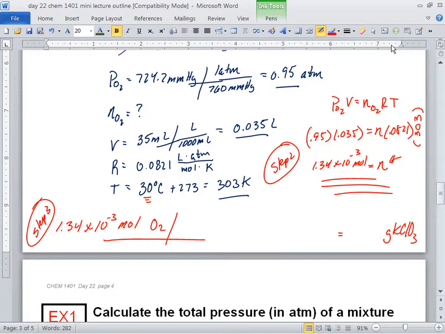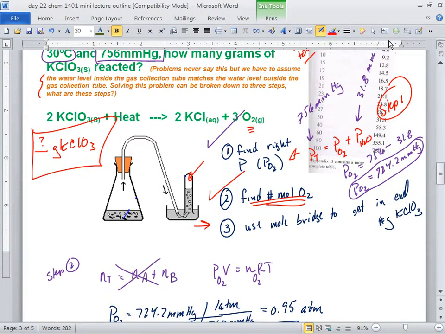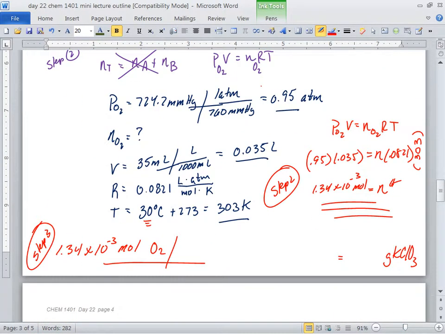Use the mole bridge. Perfect. So what would the mole bridge be? 2 KClO3 over 3 moles. Hear what she said? 2 potassium chlorates for every 3 moles of oxygen. And those 3 moles of oxygen have to go on the bottom, otherwise it's not going to cancel.